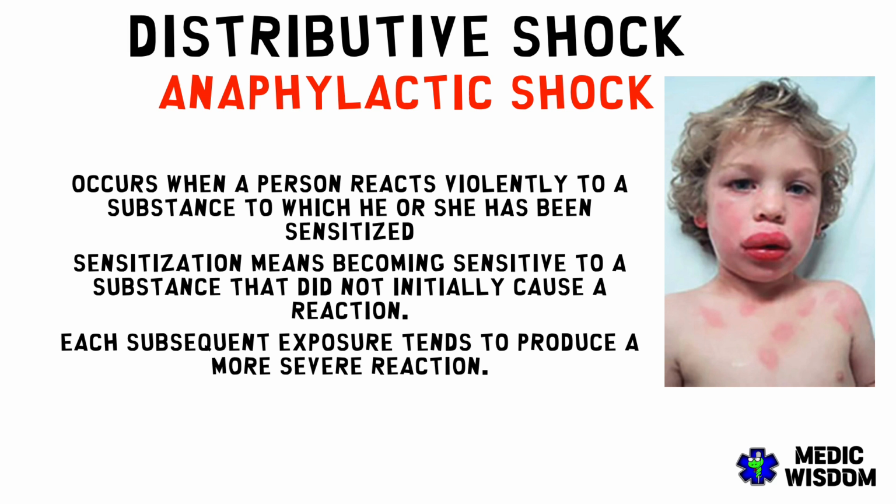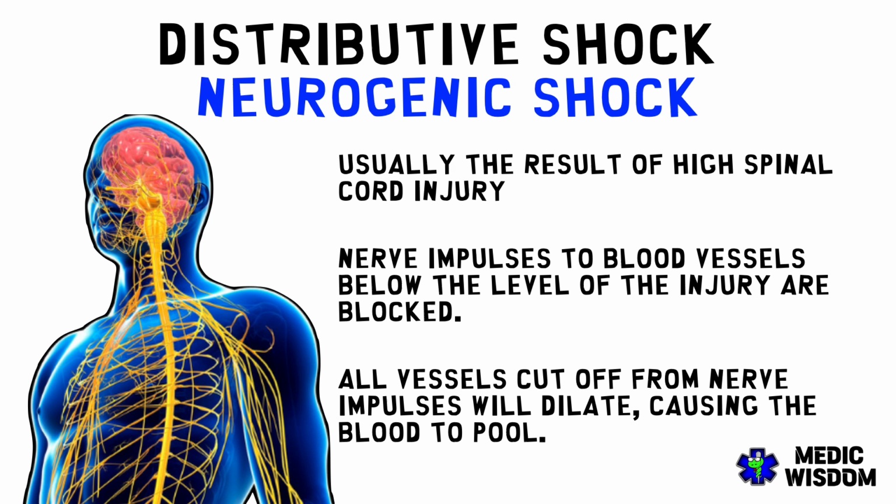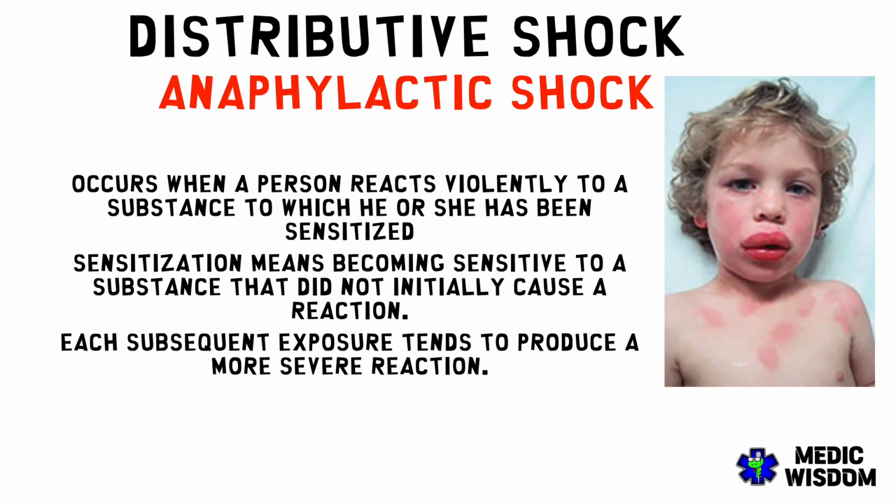And then this homeboy right here, anaphylaxis. Now, all three of these, just to review: septic shock, blood vessels dilate, they leak. Neurogenic shock, blood vessels dilate, they'll never reconstrict. And then anaphylactic, the blood vessels dilate and they leak again.